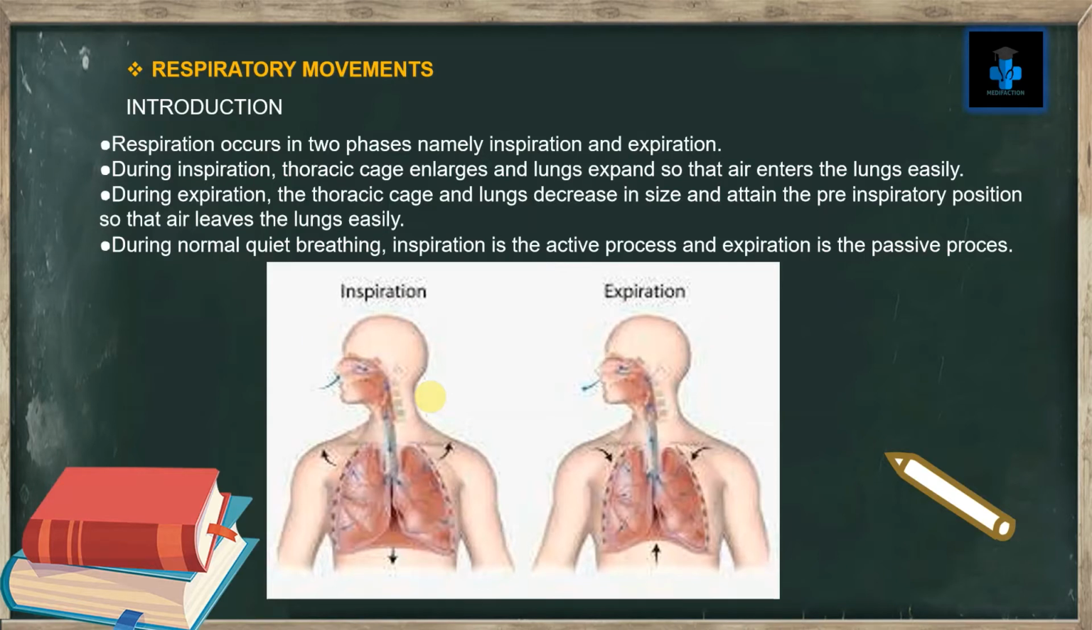Let's move on to the introduction of respiratory movements. Respiration occurs in two phases, namely inspiration and expiration. During inspiration, the thoracic cage enlarges and lungs expand so that air enters the lungs easily. This diagram easily depicts what inspiration is. Whereas during expiration, the thoracic cage and lungs decrease in size and attain the pre-inspiratory position so that air leaves the lungs easily. During normal quiet breathing, inspiration is the active process and expiration is the passive process.